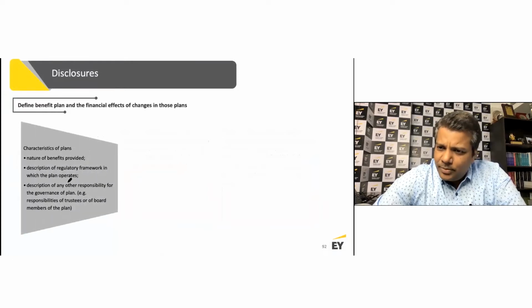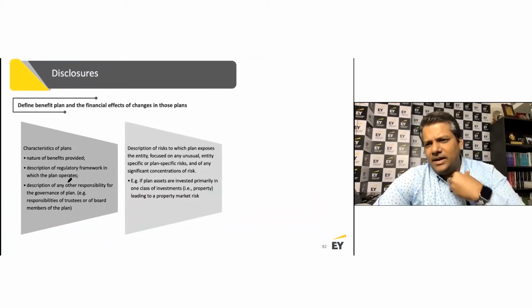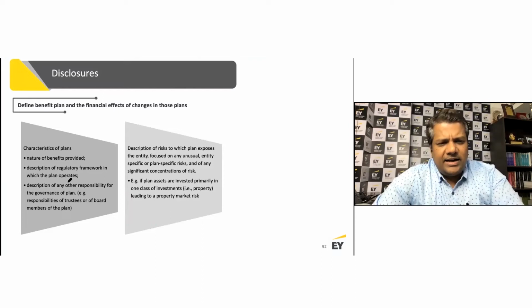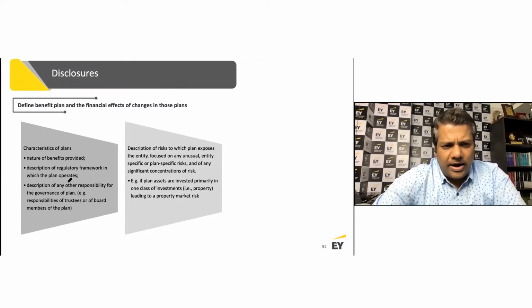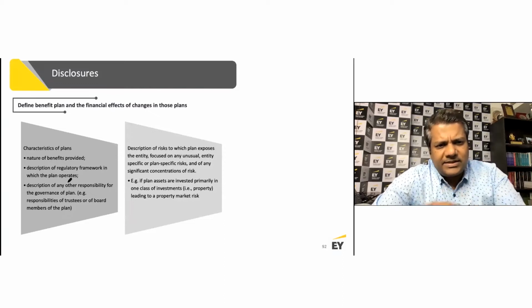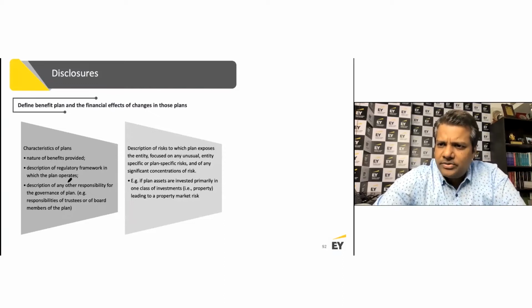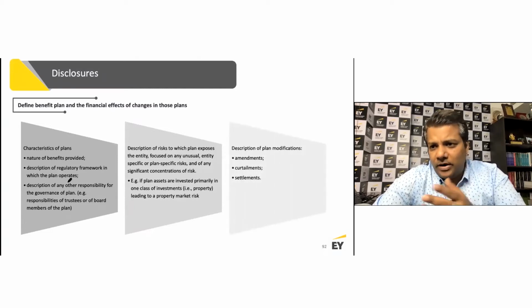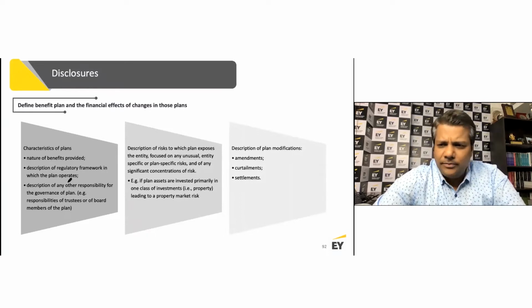So type of plans: the nature of benefit, description of the regulatory framework, any other responsibility for the governance of the plan. So as a reader of the financial statement, I know exactly what the obligation or type of plan is that the company is providing for its employees. The risk: are there actuarial risk or investment risk? Are they sitting on the company or on the employee? All of that. Plan modifications: if there are plan modifications, I need to disclose that as well, whether by plan amendments, curtailments, settlements.